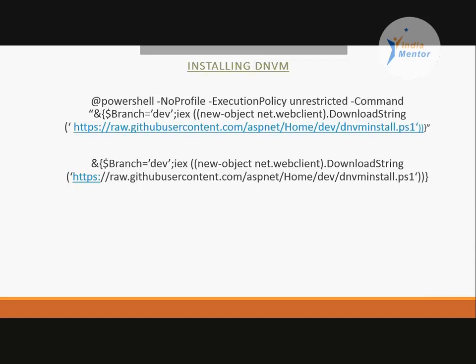We needed something which would help us manage what frameworks were installed on my machine, and how to install them if they were not there. If I wanted an RC version or unstable version, something which would tell me what version is installed. So DNVM is the .NET version manager. You would need PowerShell to run your DNVM. We'll see it shortly, how to run the DNVM and how to check it out.